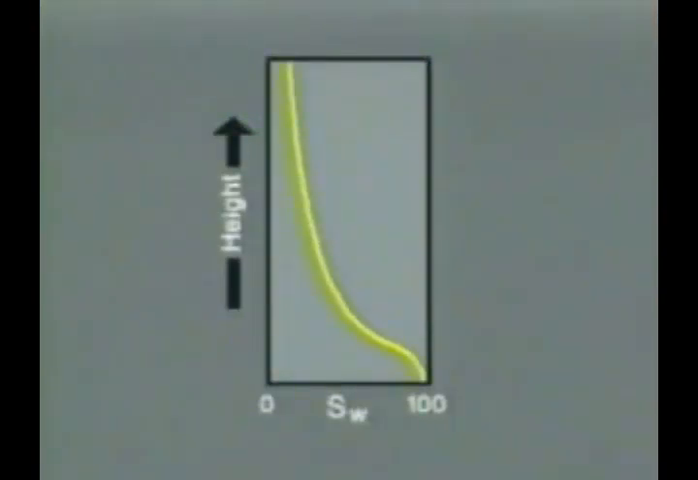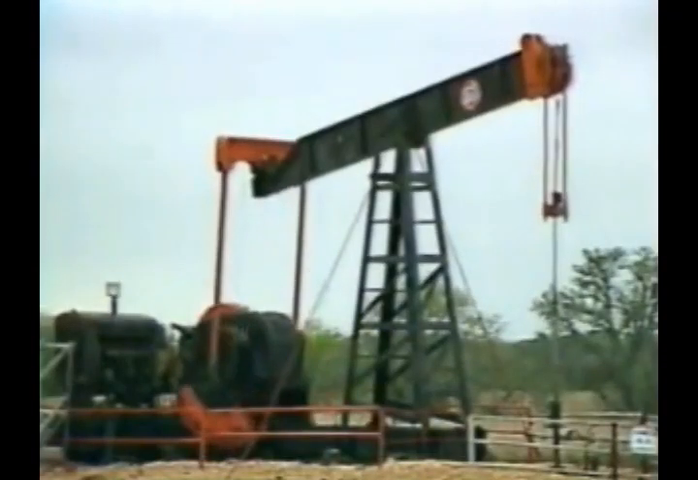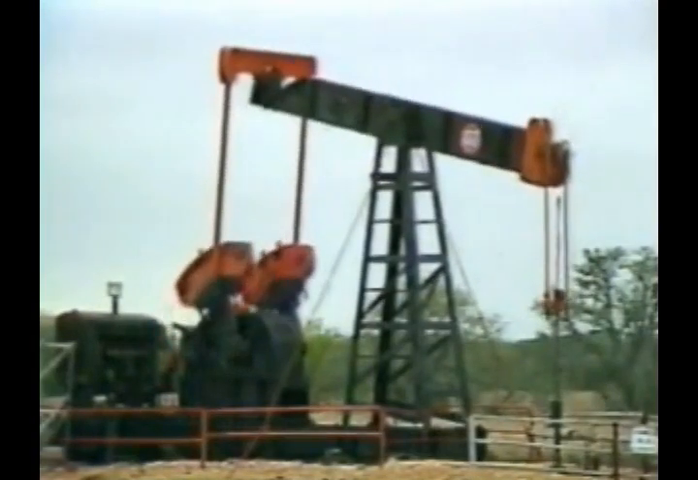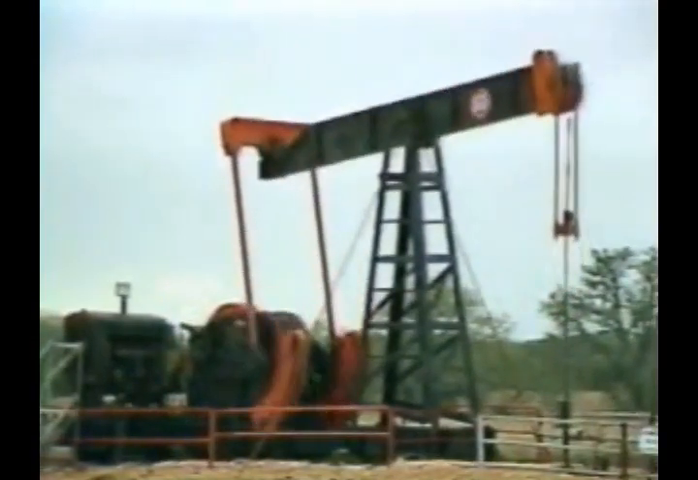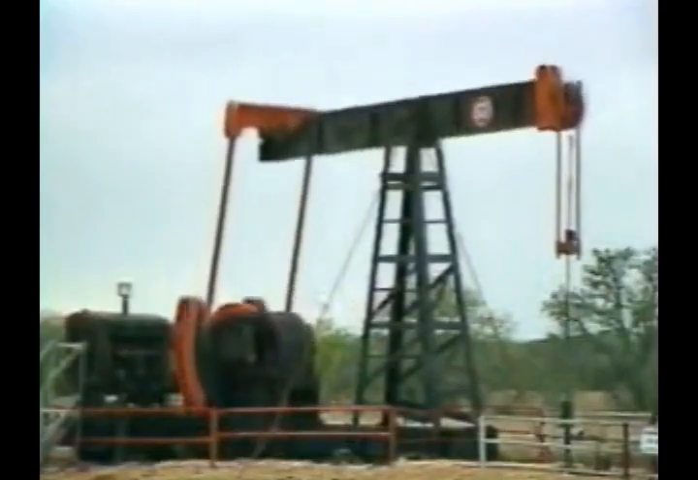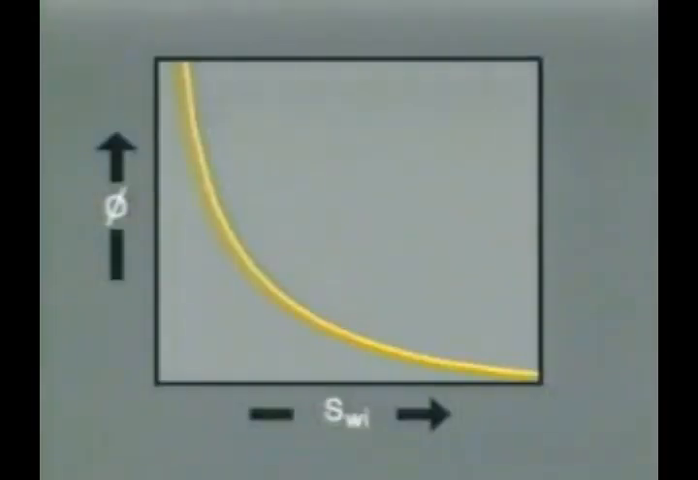Irreducible water will plot like this on a water saturation curve in the reservoir where oil is a continuous phase. This water will not move when the reservoir is produced, and, therefore, will not show up in the produced fluid. The general association is, the lower the porosity of the rock, the greater will be the saturation percentage for irreducible water.